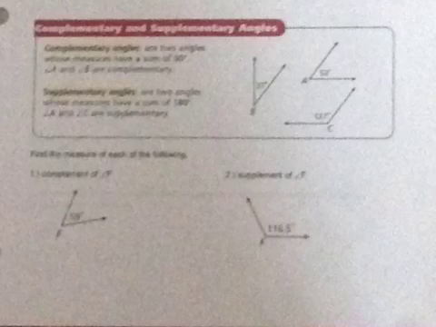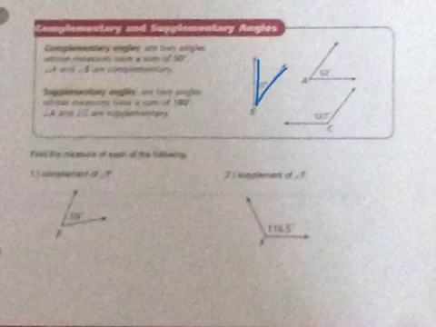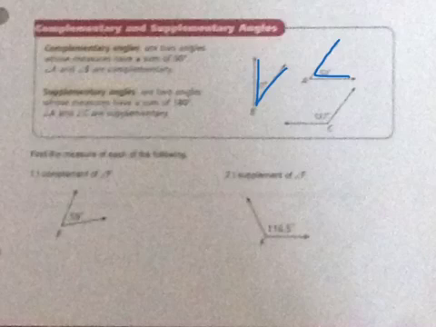All right, if you look here, we get a definition for complementary angles. Complementary angles are two angles that add up to 90 degrees. So an example is A and B, 37 plus 53. Here's 37 and 53. If we add them up, they equal 90, so they're complementary. Supplementary are two angles that add up to 180 degrees.